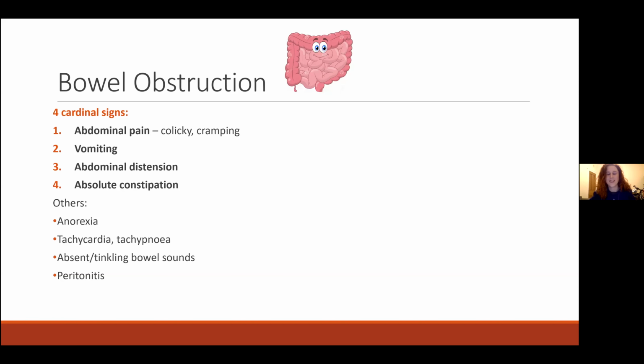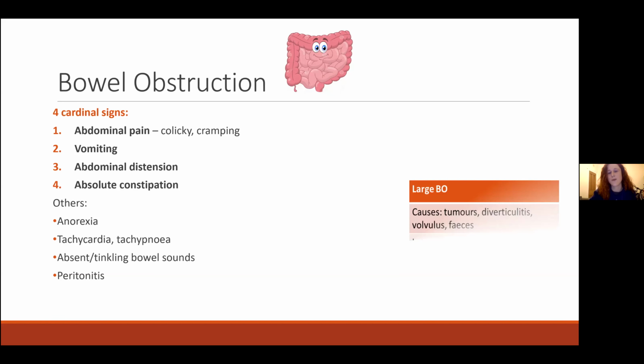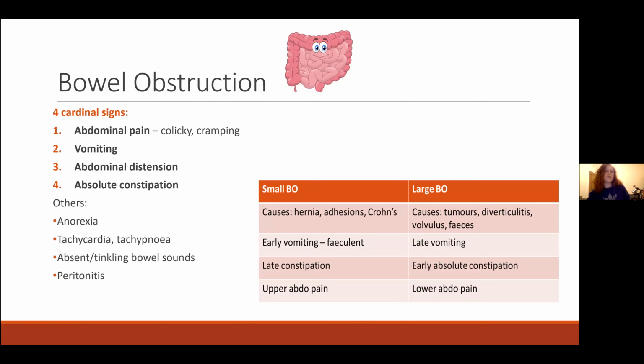Yeah, that's really good. So here's a table comparing them. So in terms of the causes, small bowel obstruction is most commonly caused by hernias, adhesions and Crohn's, and large bowel is most commonly caused by tumours, diverticulitis, volvulus and feces. So the causes of small and large bowel obstruction were actually something that I was asked about in an OSCE, so this is something that you should know.